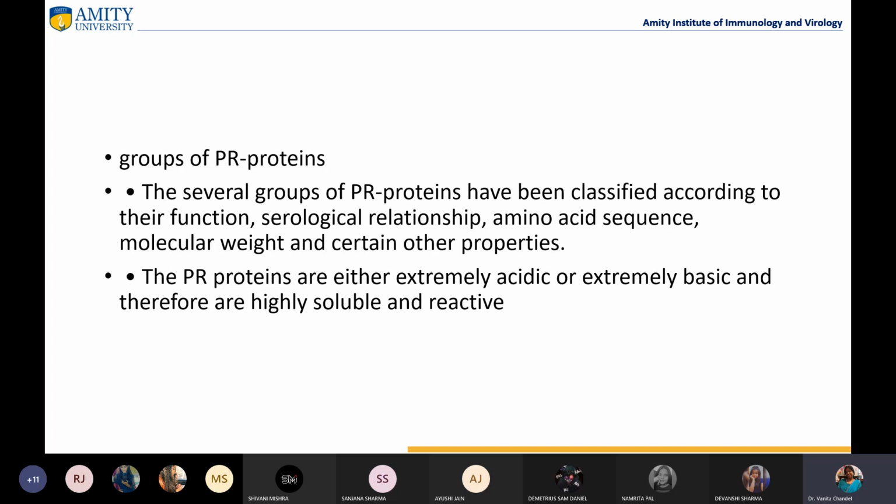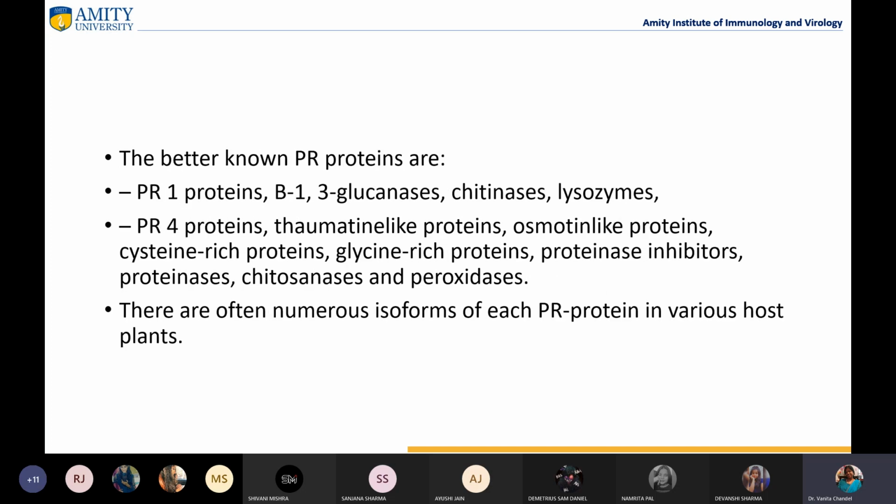So there are several groups of PR proteins, and they are classified according to their functions, their serological relationship, their amino acid sequences, their molecular weight, or basically according to their different properties. These are either extremely acidic or sometimes extremely basic. So they are very highly soluble and very reactive.